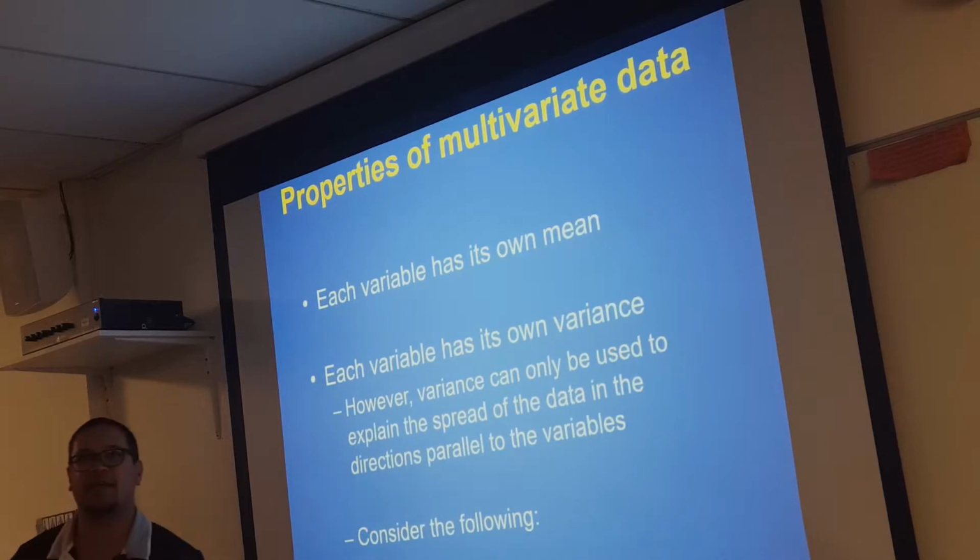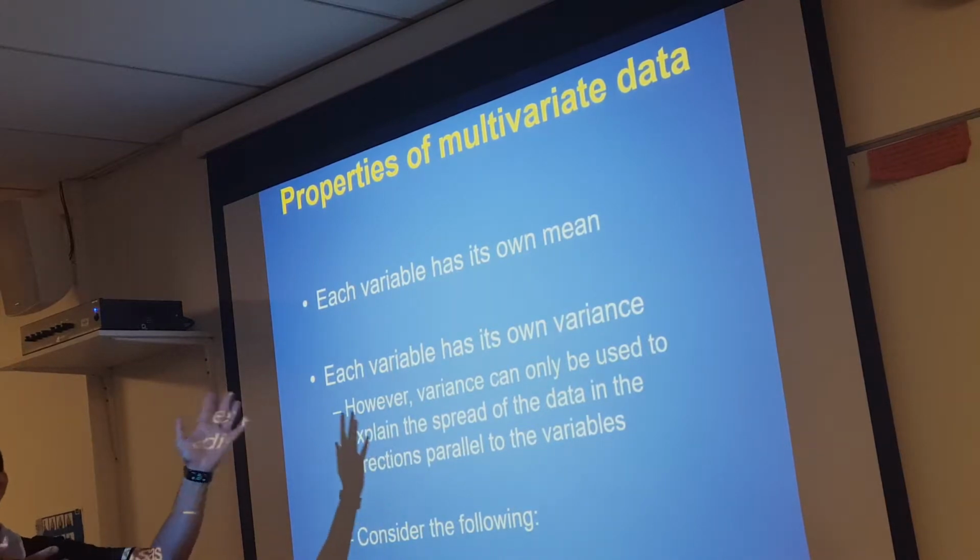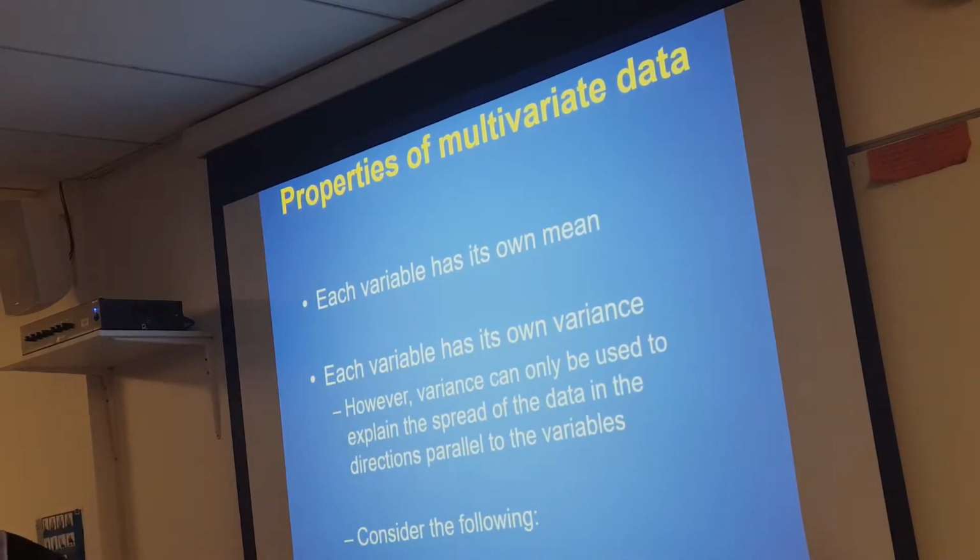The main thing I want you to get out of this is the idea of a data cloud and some of the difficulties that you start to fall into, and we're just talking about 3 variables here. So what do we take away from this, apart from the difficulties? Every variable is going to have its own mean. Every variable is going to have some measure of its variance. But that measure of its variance is only with respect to the variable itself.